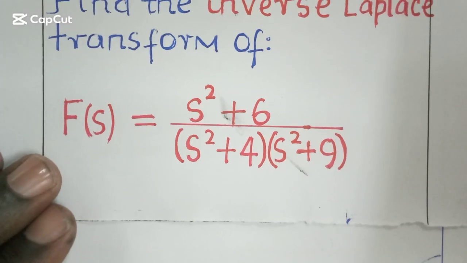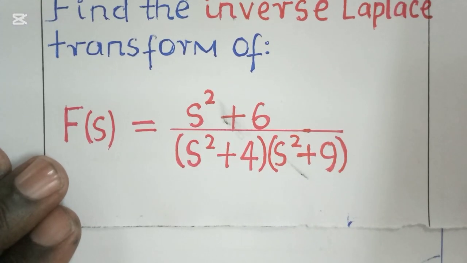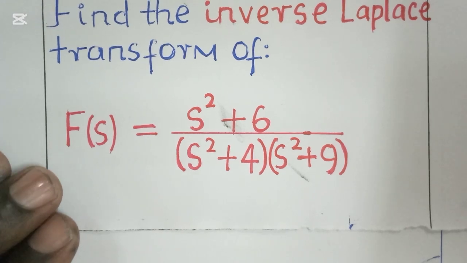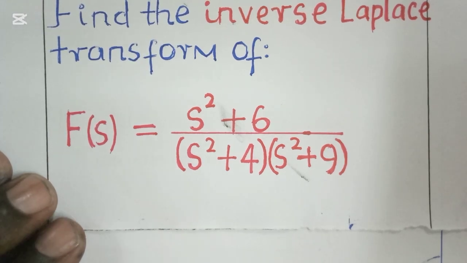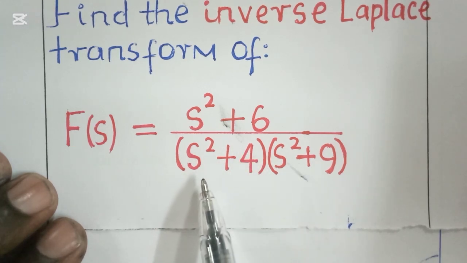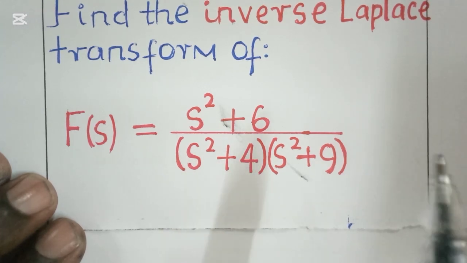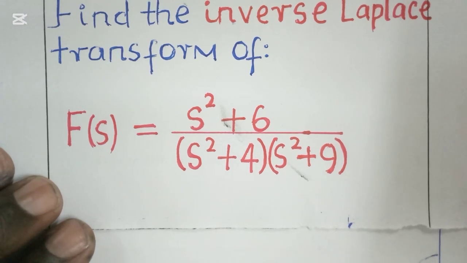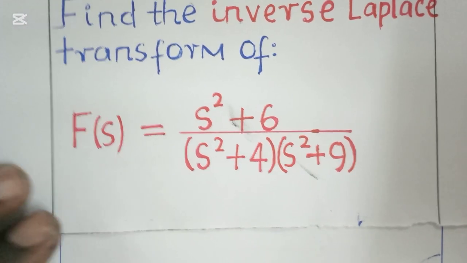Hi guys, let's do this question. I read it: find the inverse Laplace transform of F(s) equals (s squared plus 6) all over (s squared plus 4) into (s squared plus 9). So guys, let's do this.